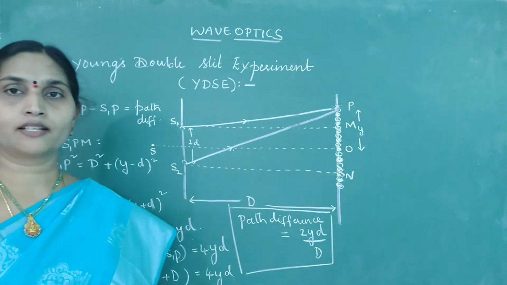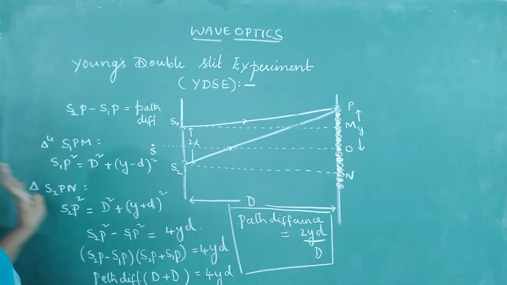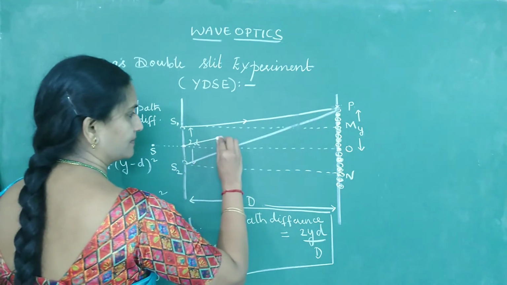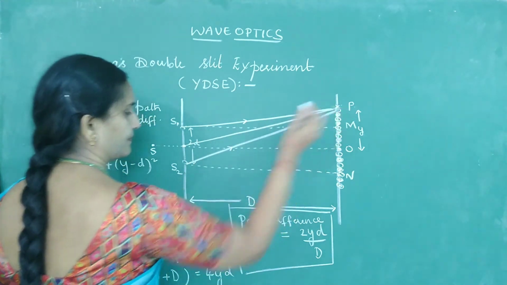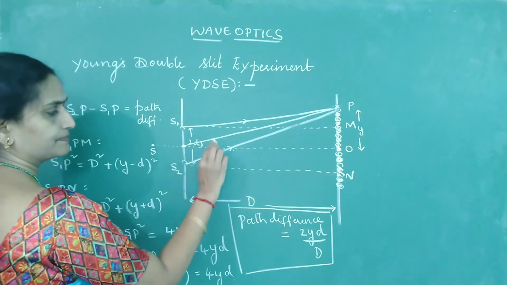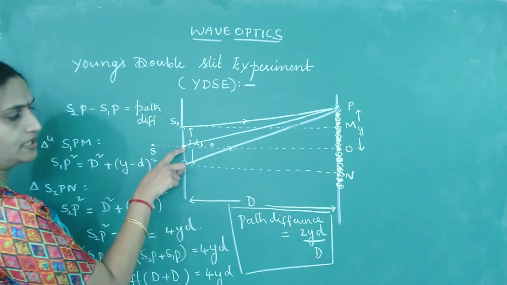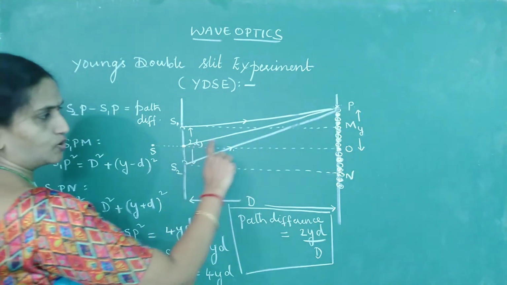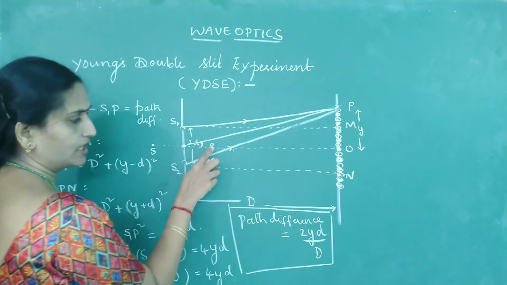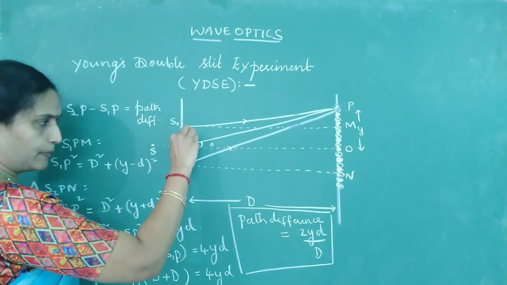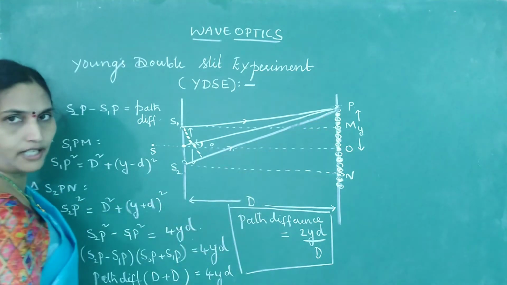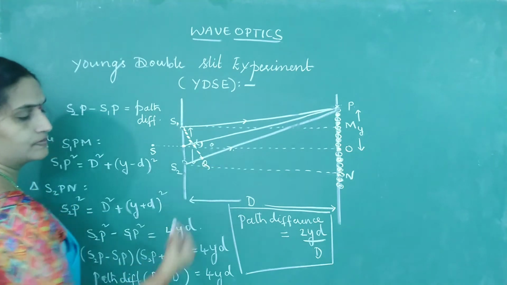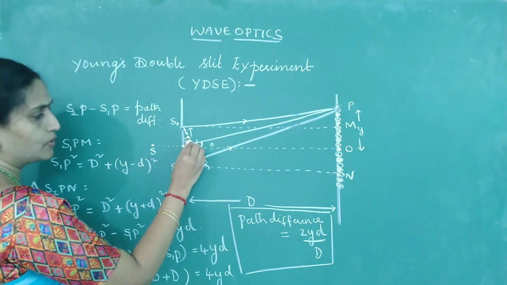Look at one more way, an alternative method to find the path difference. For that, from the center to P, I will draw one more line. Okay, let this angle be theta. Again I repeat, from the center of the two slits to the point where you are finding the path difference, draw one line, and let this angle be equal to theta. Draw a perpendicular from S1 on S2P. I'll call this point Q.